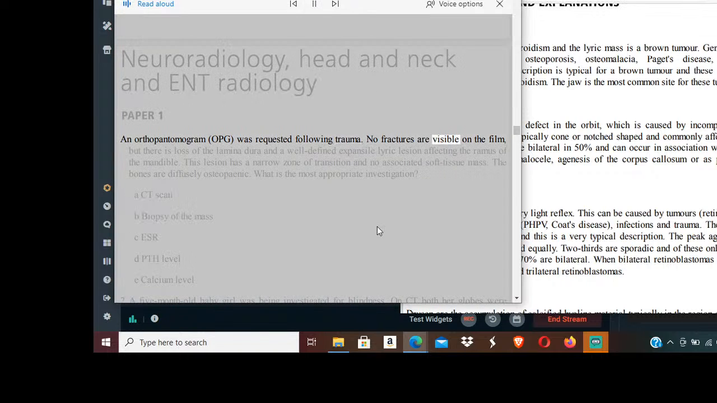No fractures are visible on the film, but there is loss of the lamina dura and a well-defined expansile lytic lesion affecting the ramus of the mandible. This lesion has a narrow zone of transition and no associated soft tissue mass. The bones are diffusely osteopenic. What is the most appropriate investigation?